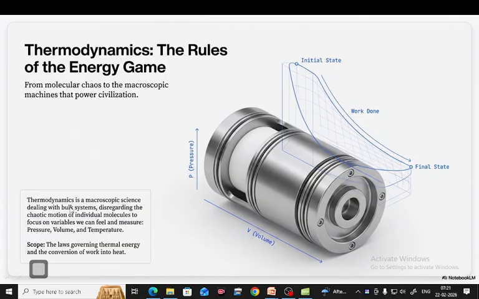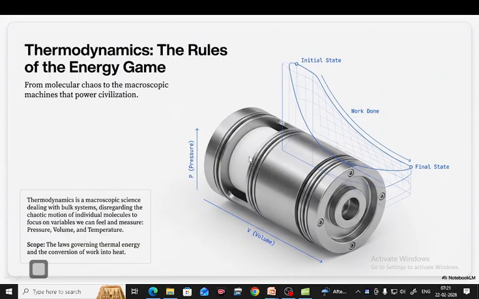You see here, thermodynamics is a macroscopic science dealing with bulk systems, disregarding the chaotic motion of individual molecules to focus on variables we can feel and measure: pressure, volume, and temperature. Its scope is the laws governing thermal energy and the conversion of work into heat.